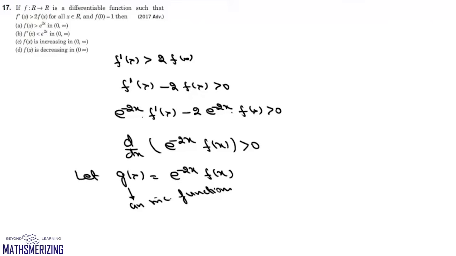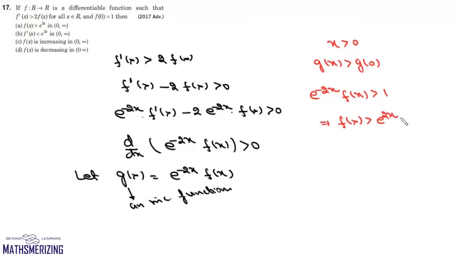Now if we choose x greater than 0, we can write gx will be greater than g0. Now gx is e to the power minus 2x into fx and will be greater than g0, which is e to the power 0, 1, and f0 is also 1. So from here we can say this fx will be greater than e to the power 2x. That means option A is correct.